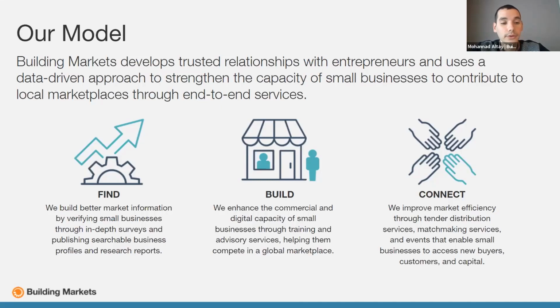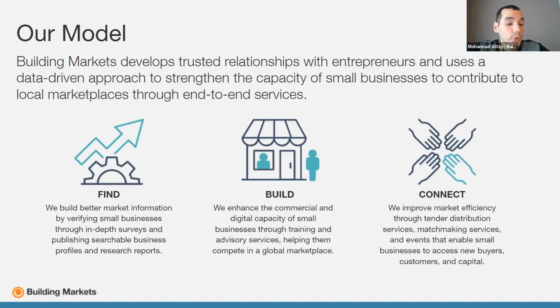Yes, before that, it's worth mentioning that Building Markets develops trusted relationships with the entrepreneurs and uses a data-driven approach to strengthen the capacity of the small businesses that we serve in order to contribute to the local marketplace through end-to-end services. And yes, we will learn more about it as we learn more about the project and what we do.